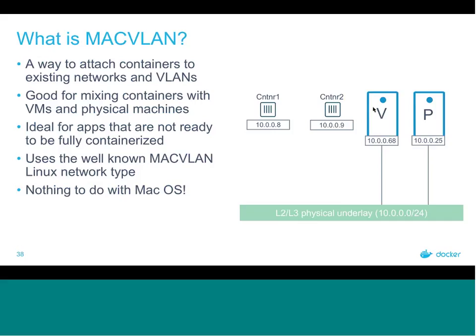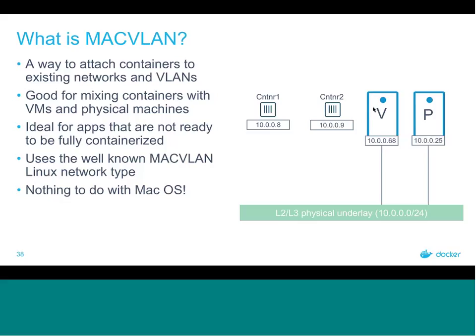And then the last networking model is MACVLAN. So this is another way of getting different containers on different hosts to be able to communicate with each other. But it is better for mixing virtual machines and physical machines, and a way to do this internally in your own data center.